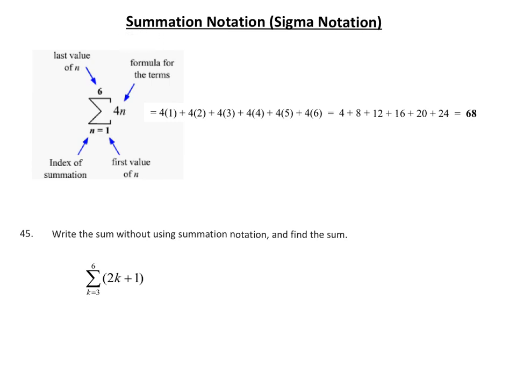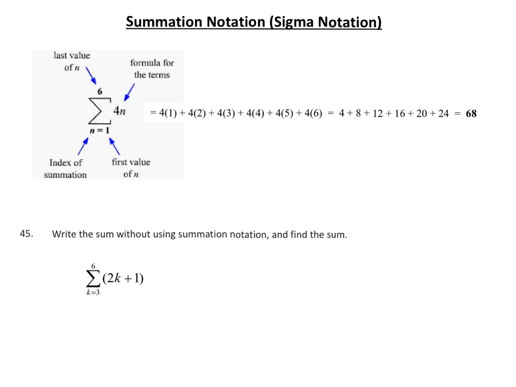So this is how it works. We want to take this formula, see it says formula for the terms, this formula right here, 4n. And we want to take the sum. We want to add together all of the terms from when n equals 1 all the way up to when n equals 6 for this expression 4n.